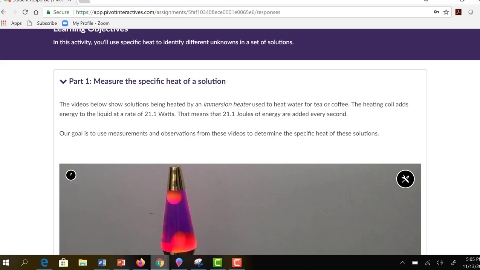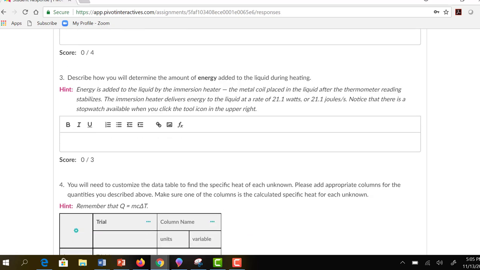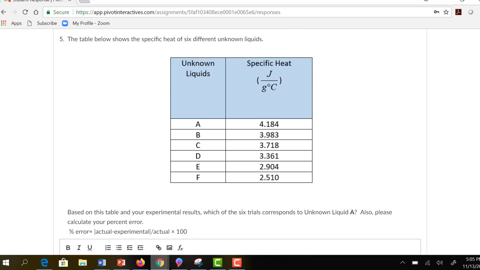We're going to have 6 different solutions. We don't know what the specific heat is. The goal is to take some measurements, calculate the specific heat from our measurements for the 6 trials, and then we can compare that to a list of known unknowns here and figure out which unknown liquid is A.